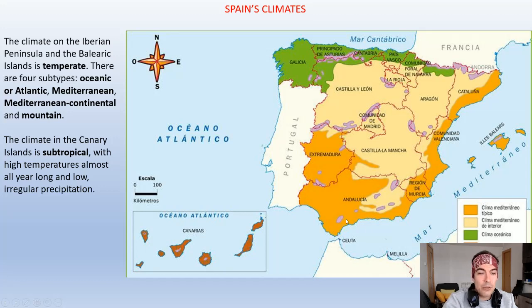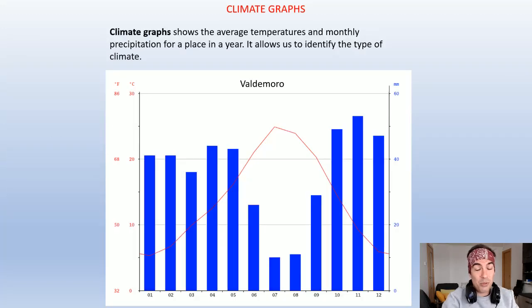Here in Andalusia, etc. And we have a fifth type of climate, which is the one of the Canary Islands, which is here. Since the Canary Islands are located in a lower latitude than the rest of Spain, they have their own type of climate, which we call subtropical climate. They have high temperatures almost all year long and low and irregular precipitation. And finally, this is the most important part of the unit.